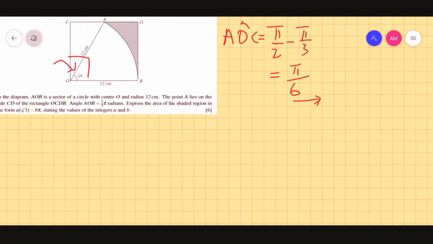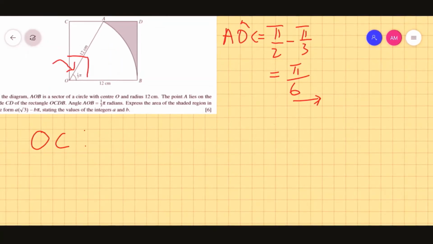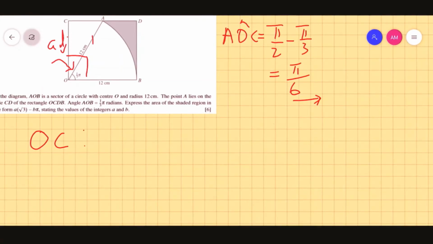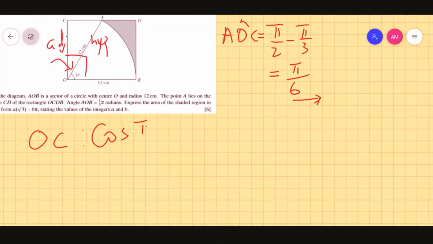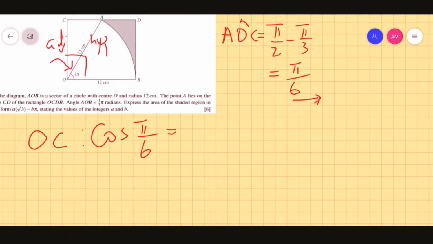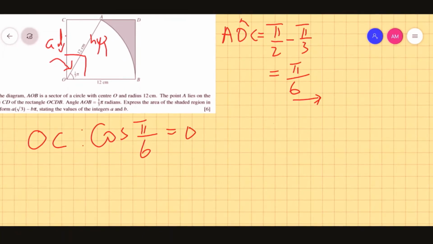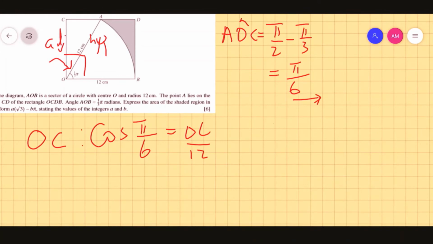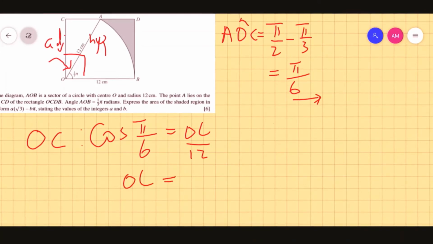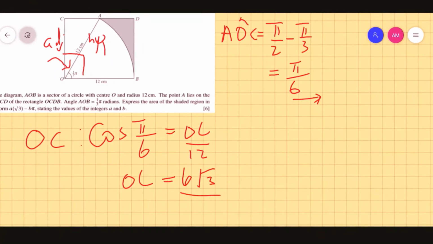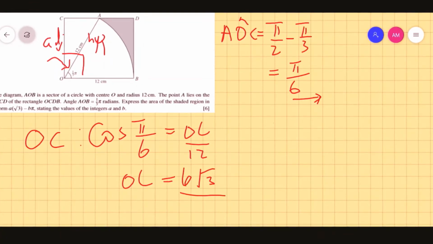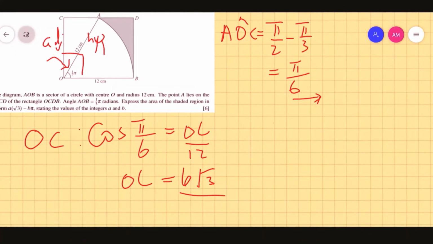The next thing, I would want to find side OC. Now side OC, this is my adjacent here and this is my hypotenuse, right? Adjacent over hypotenuse would be cos pi over 6 is equal to adjacent, which is my OC, over hypotenuse, which is 12. So I get OC is equal to 6 root 3 there, right? So I found the side OC there.